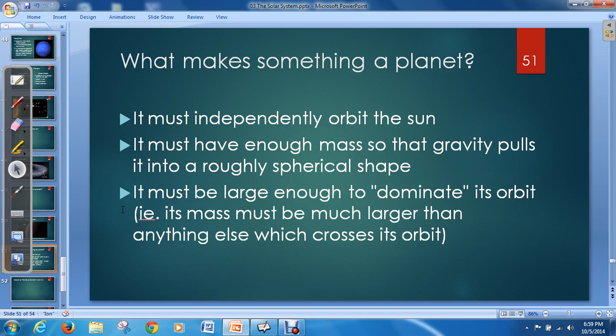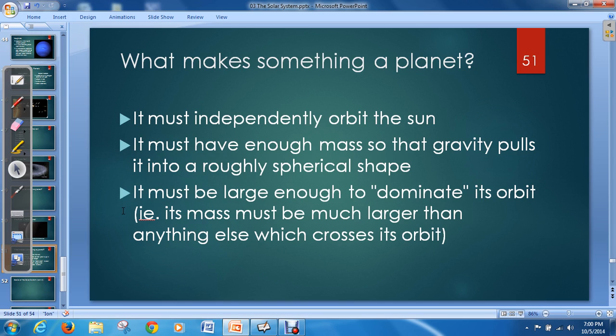In order to be a planet, you must be large enough to dominate your orbit, or in other words, it must be the largest thing that crosses its orbit. This is where Pluto fails. If you think about the Earth, the only things in our orbit really are us and the moon, but we are way bigger than the moon, and so we dominate our orbit. We're larger than any asteroid, larger than the moon, larger than anything in our orbit. So the Earth counts as a planet.